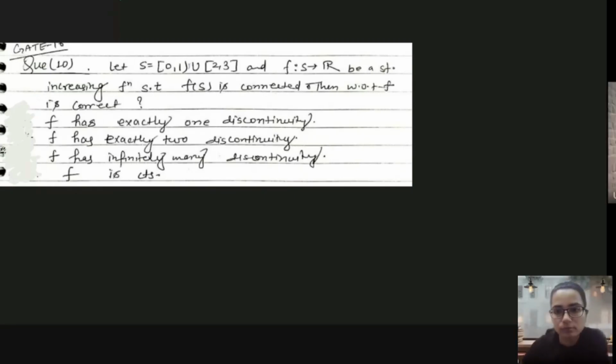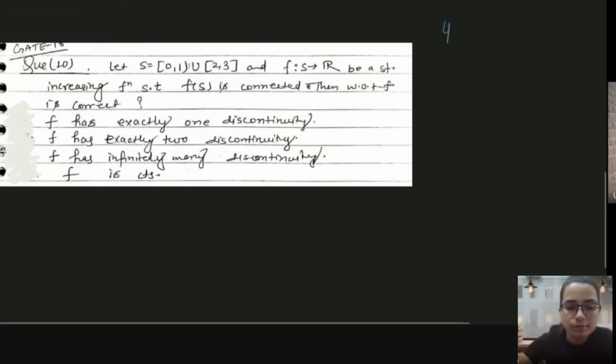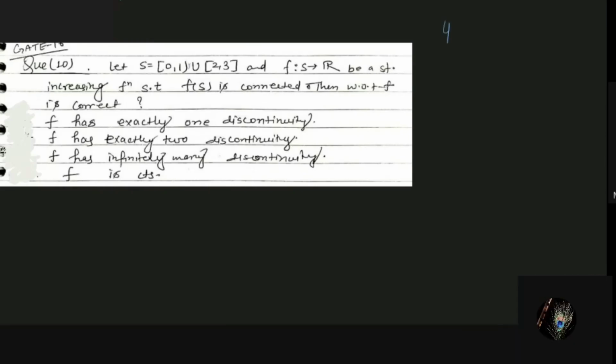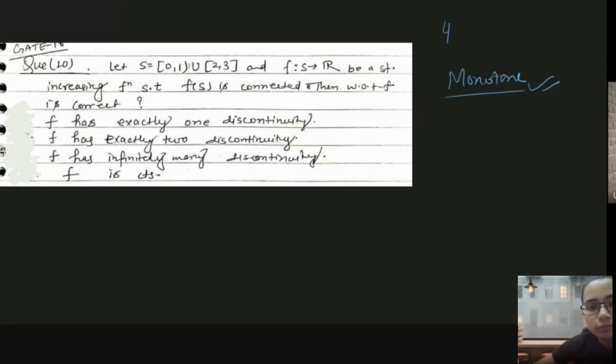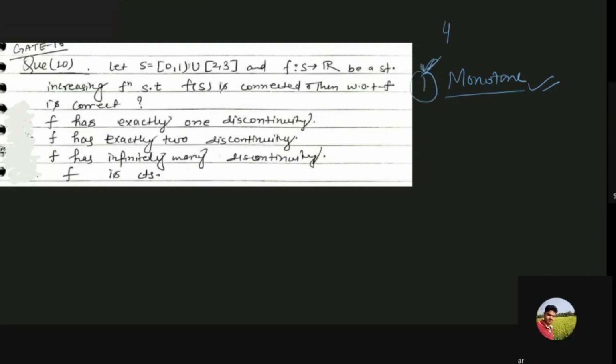Why continuous? It is strictly increasing. That means they have given you that this is a monotone function. Monotonicity is one thing, and the image is connected. Monotone and the image is connected. That means intervals.